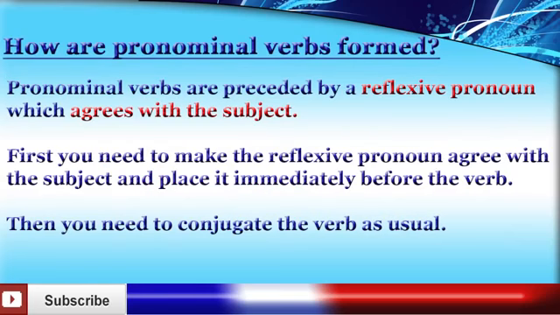So how are pronominal verbs formed? Pronominal verbs are preceded by a reflexive pronoun which agrees with the subject. So first you need to make the reflexive pronoun agree with the subject, and then you need to place it immediately before the verb. Then you need to conjugate the verb as usual.